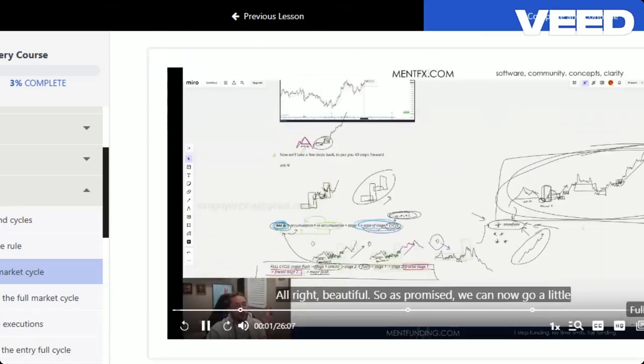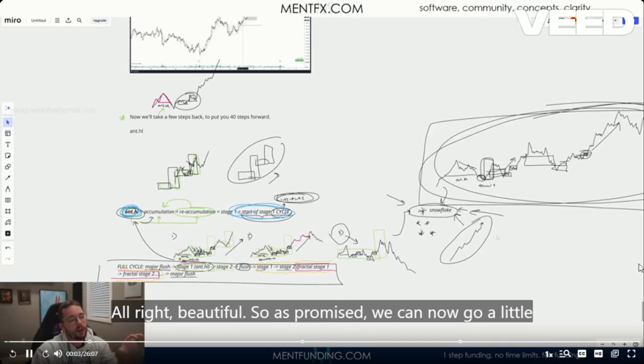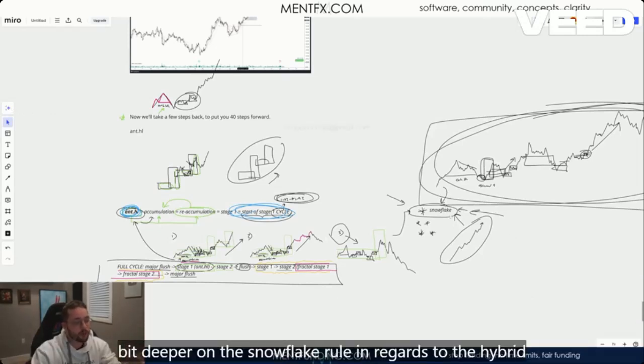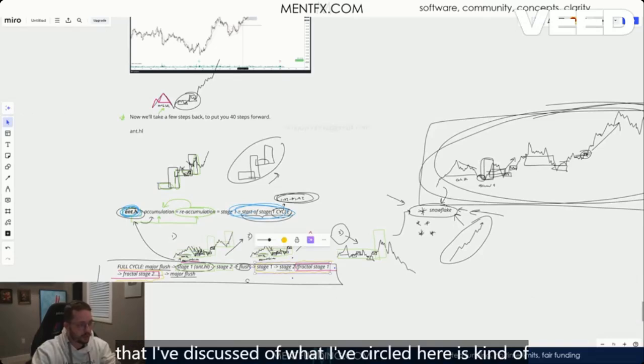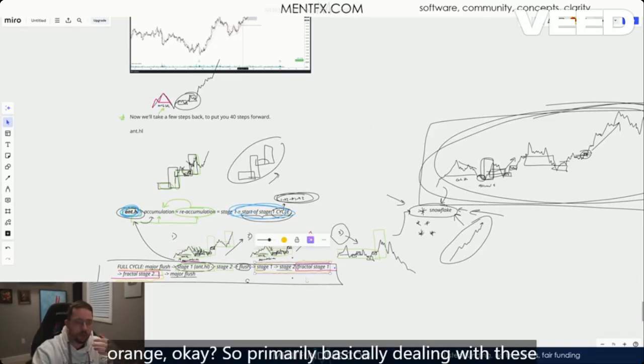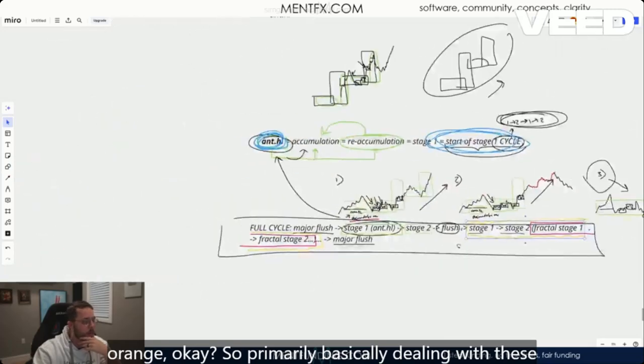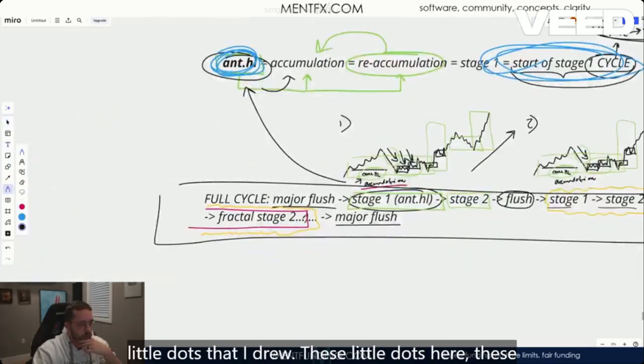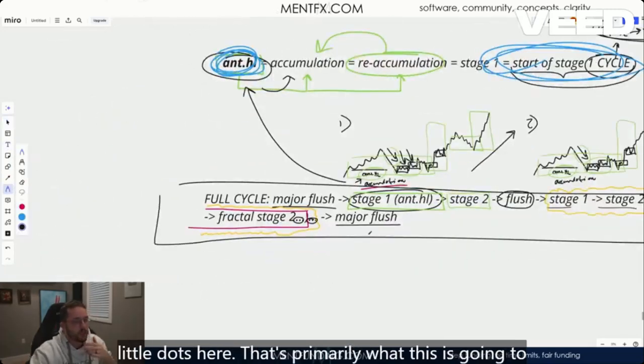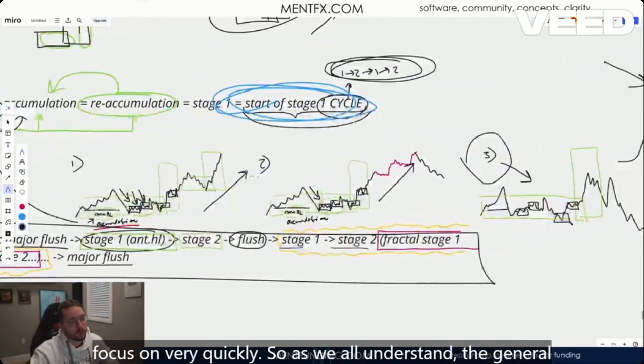All right, beautiful. So, as promised, we can now go a little bit deeper on the snowflake rule in regards to the hybrid that I've discussed, what I circled here as kind of orange. Primarily, we're dealing with these little dots that I drew, these little dots here, these little dots here. That's primarily what this is going to focus on very quickly.